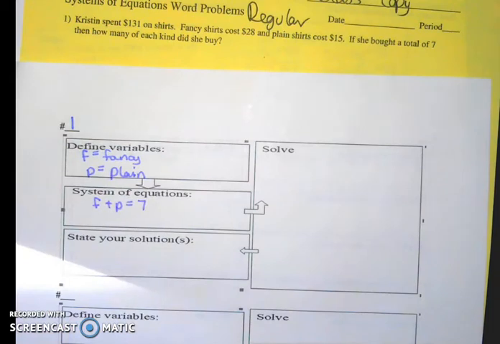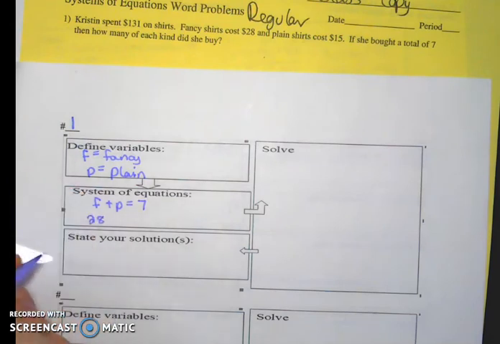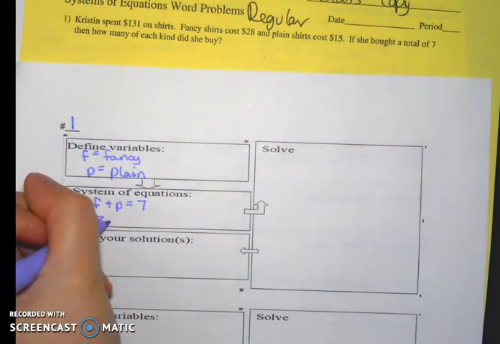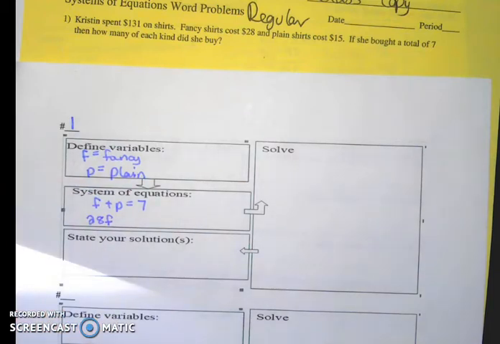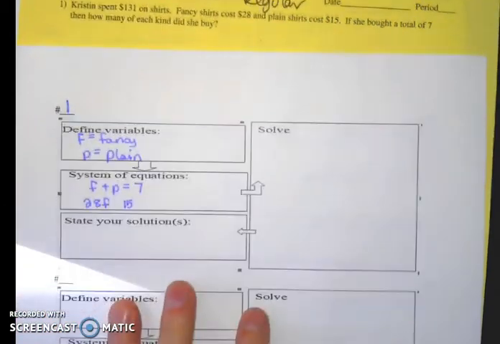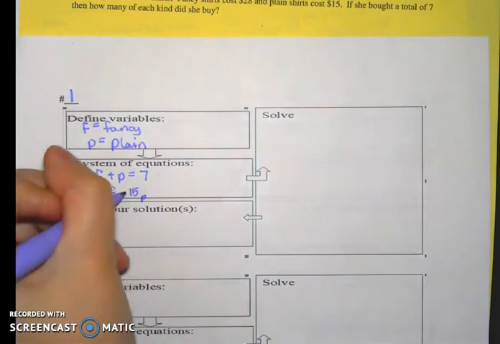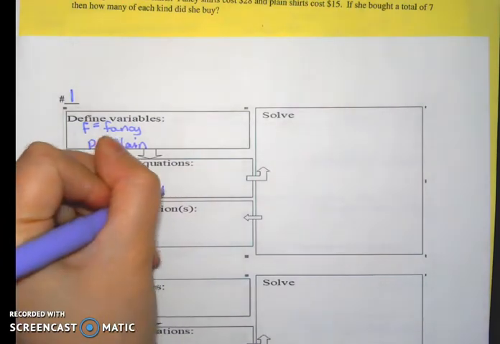They also tell me how much she spent. So she spent $28 for each fancy shirt, so I could find out how much she spent in all by 28 times F. She only spent 15 on each plain shirt, so that would be 15 times the number of plain shirts. And if I add those together, I get my total of 131.